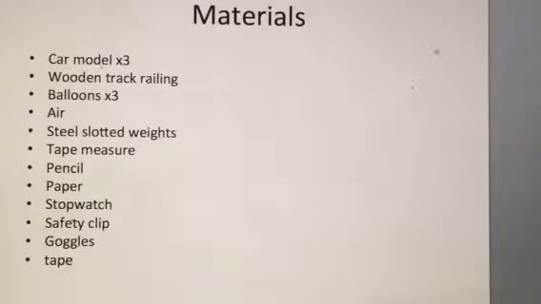The materials that I needed for this experiment were as follows. I had 3 kits for car models. I had a wooden track railing that kept the cars on a straight path, 3 balloons, identical shape and size, air, a steel-slotted weight set, a tape measure, a pencil, paper, a stopwatch, safety clips to keep the balloons sealed without completely sealing them, goggles for safety, and tape to outline the route the cars would travel on.